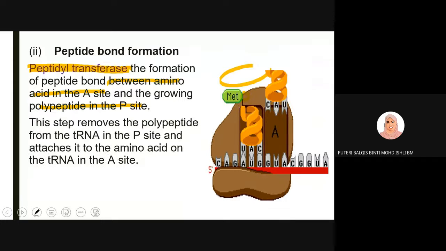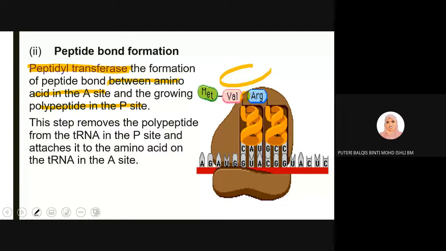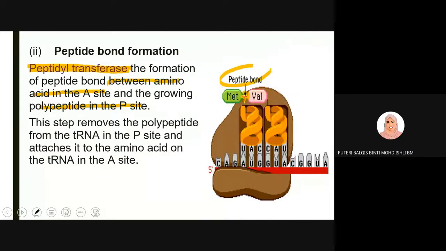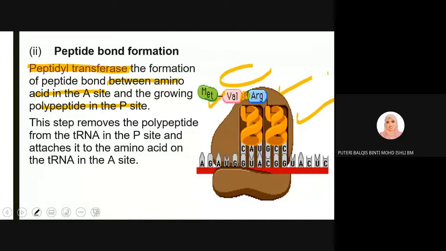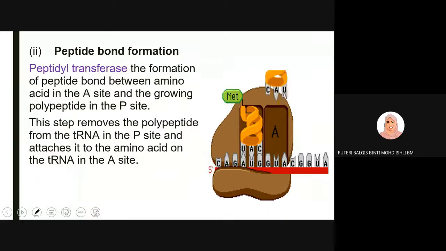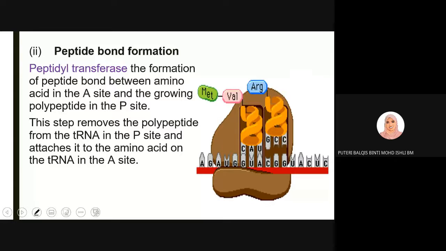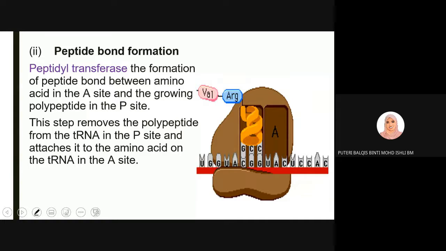Okay, so saya repeat balik. Peptide bond and then yang ni akan pindah kepada tu. Dia akan form peptide bond between amino acid in the A site and the P site. Okay, next, between valine and arginine. A site, P site. That is peptide bond formation. Okay, kita tengok lagi. Peptide bond between amino acid in the A site and the P site. Bila ada peptide bond, barulah kita boleh hasilkan polypeptide chain or protein.